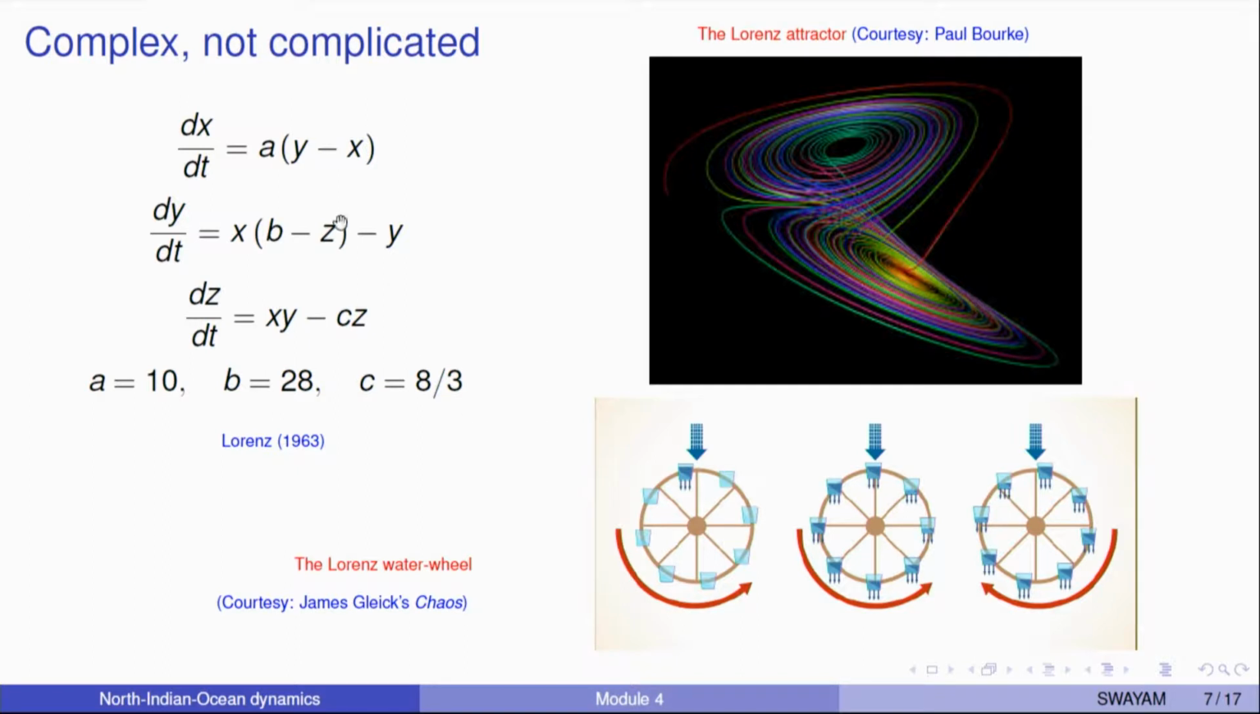Now this question of complexity does not necessarily imply complicatedness. For example, Lorenz could produce this strange attractor, the Lorenz attractor, which is a fairly complex three-dimensional attractor with these three fairly simple equations. Even simpler equations are known to exhibit chaos. So it's a question of complexity, not necessarily complicatedness.